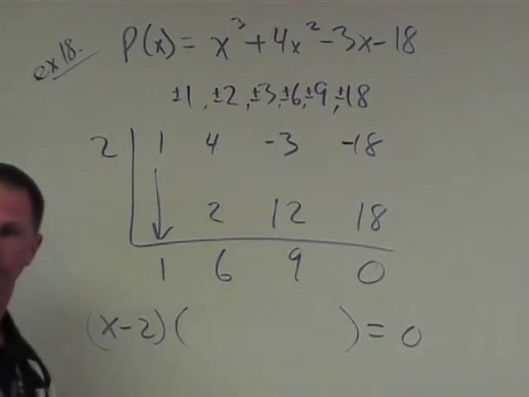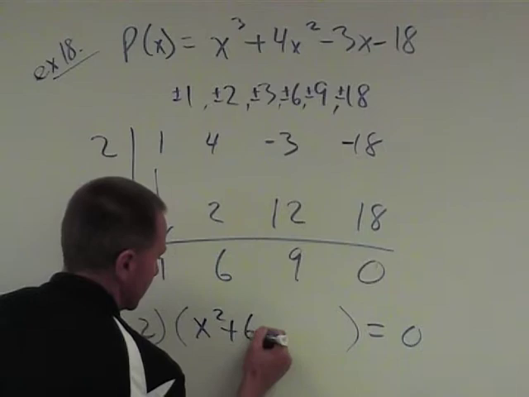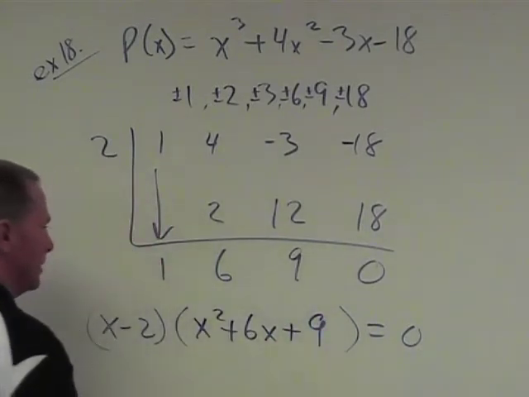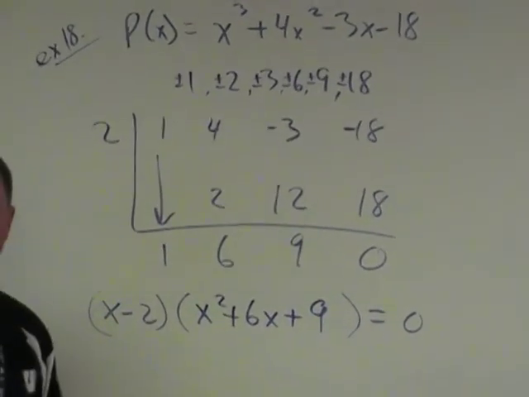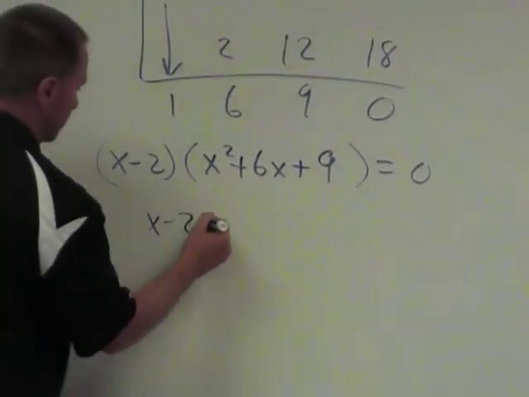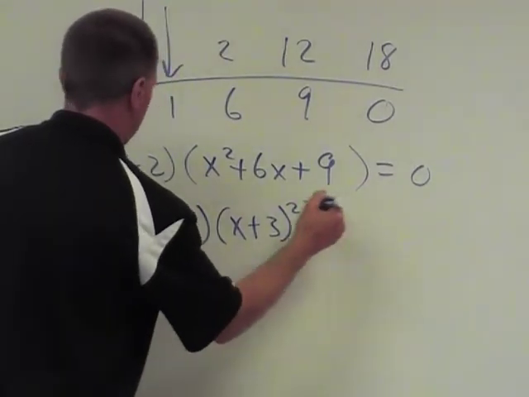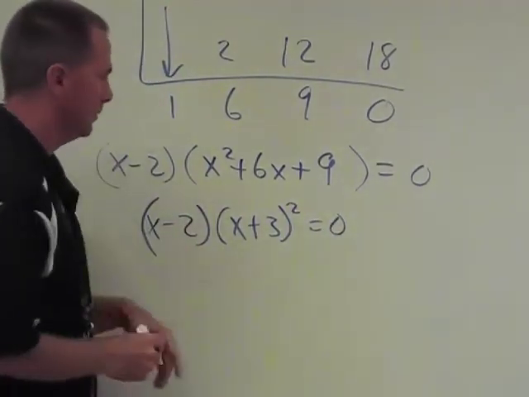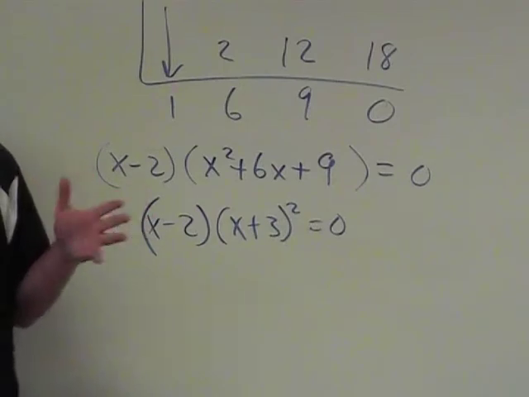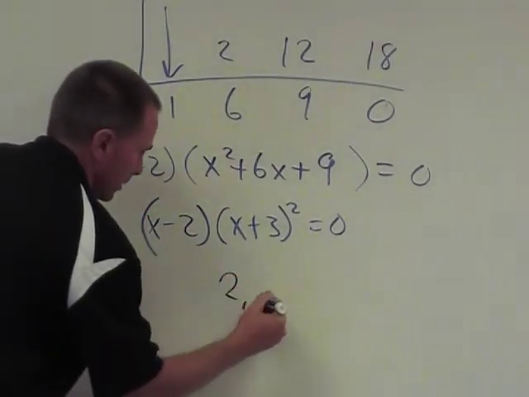So what do I have to do? X squared plus 6x plus 9. Does that factor? Yeah. Liam? That was x plus 3 squared. Yeah, x plus 3 squared. There's 2 of them. Multiplicity of 2. What's the zeros then? What are they? 2 and negative 3.